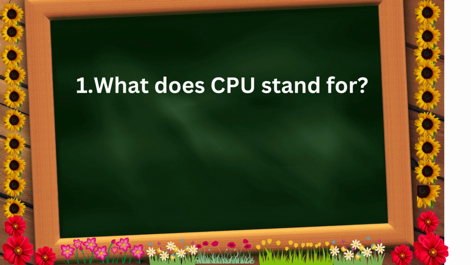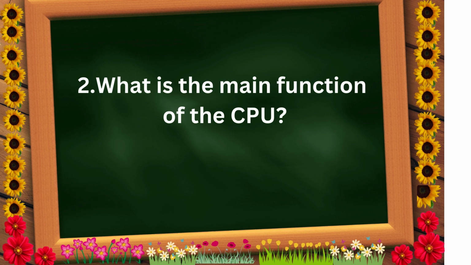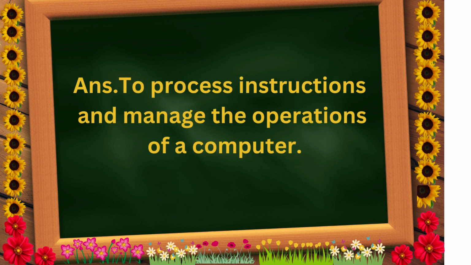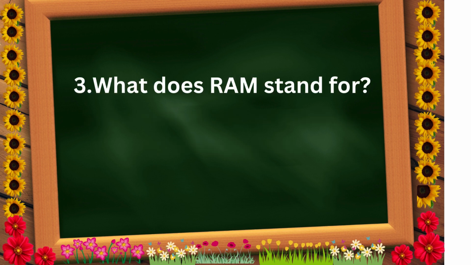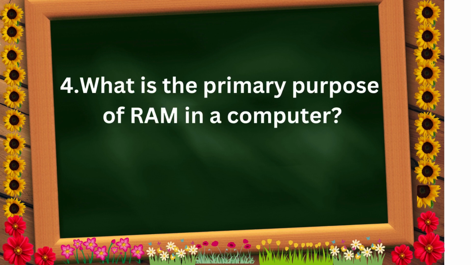What does CPU stand for? Central Processing Unit. What is the main function of the CPU? To process instructions and manage the operations of a computer. What does RAM stand for? Random Access Memory. What is the primary purpose of RAM in a computer?